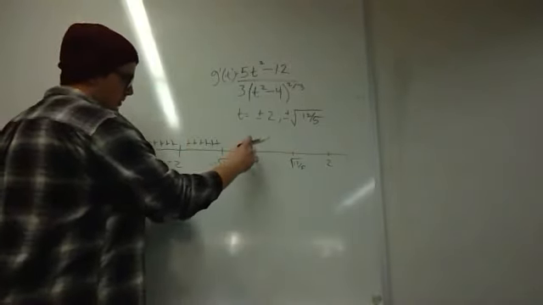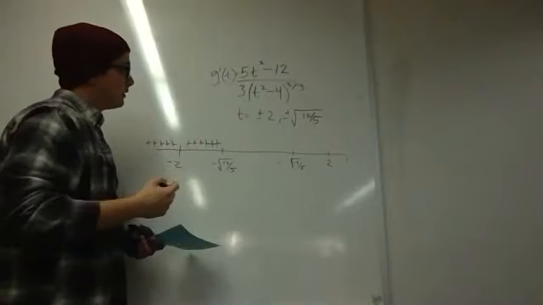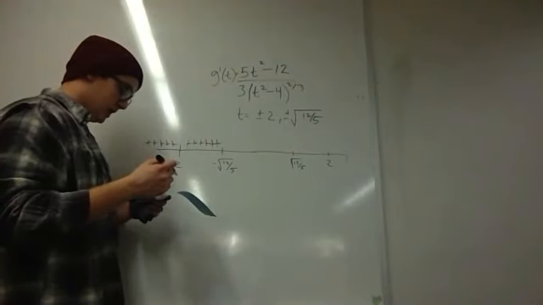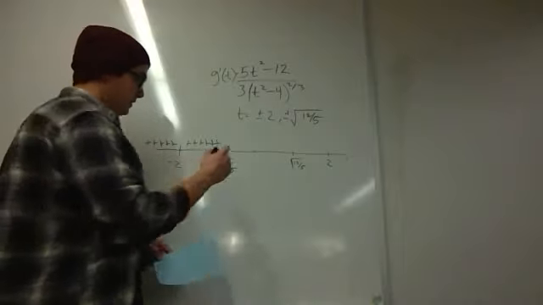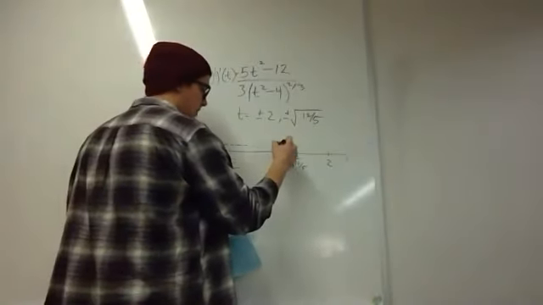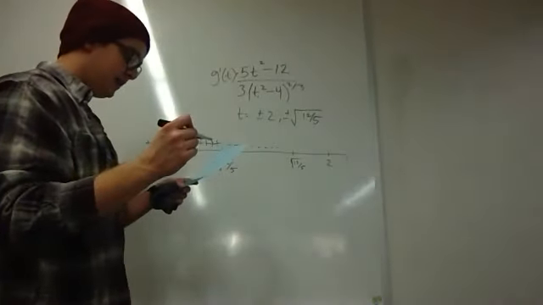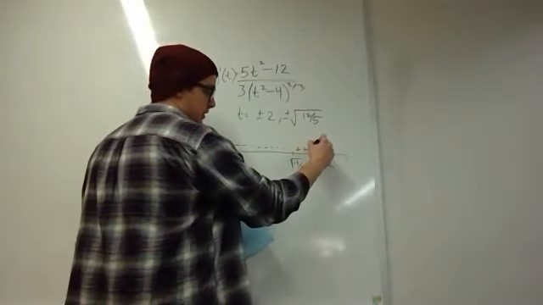So 0 is not a critical point. I was just putting that in for reference. But we can plug 0 into the equation. If we plug in 0, we get a negative answer. So it's going to be decreasing from negative root 12 over 5 to positive root 12 over 5. And then if we plug in 1 in here, it's increasing.